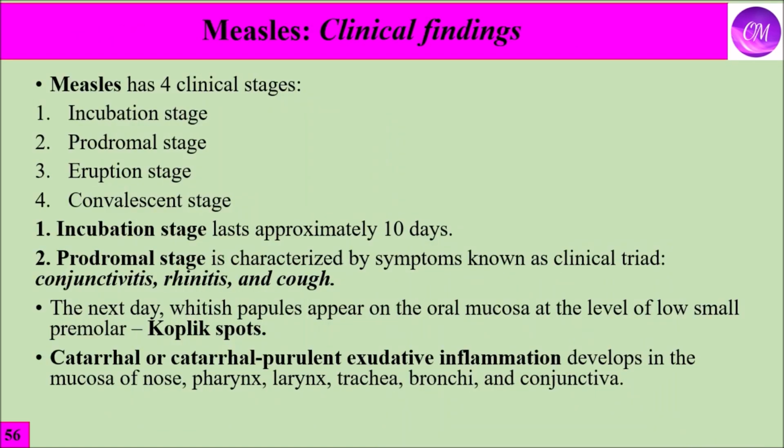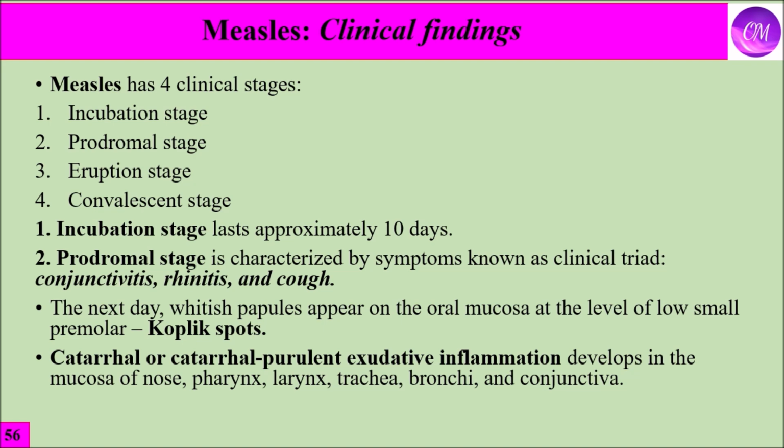So the clinical findings of measles. Measles has 4 clinical stages: incubation stage, prodromal stage, eruption stage, and recovery or convalescent stage. Incubation stage lasts approximately 10 days. Prodromal stage is characterized by symptoms known as the clinical triad, such as conjunctivitis, rhinitis, and cough. The next day, whitish papules appear on the oral mucosa at the level of the lower small premolars, known as Koplik spots.